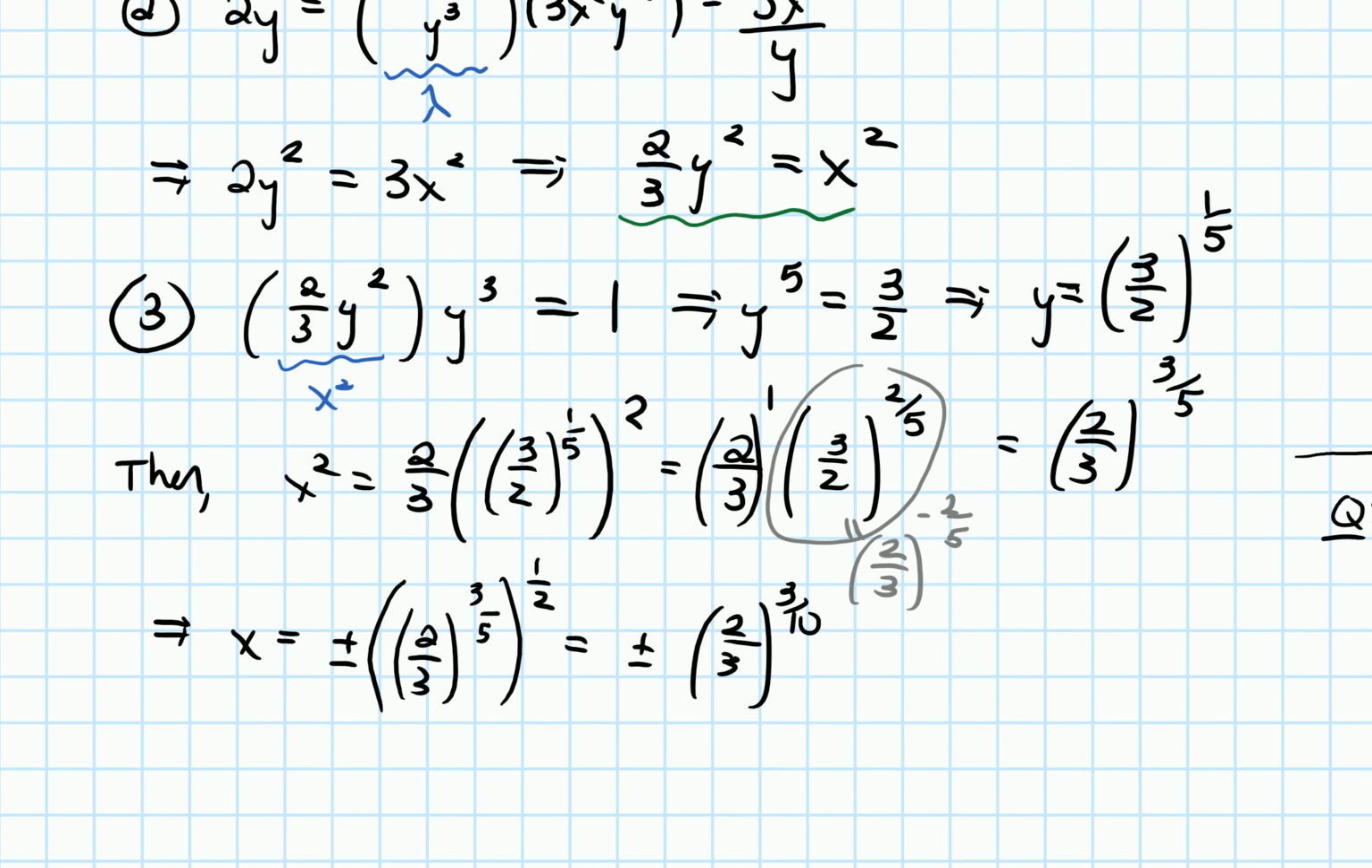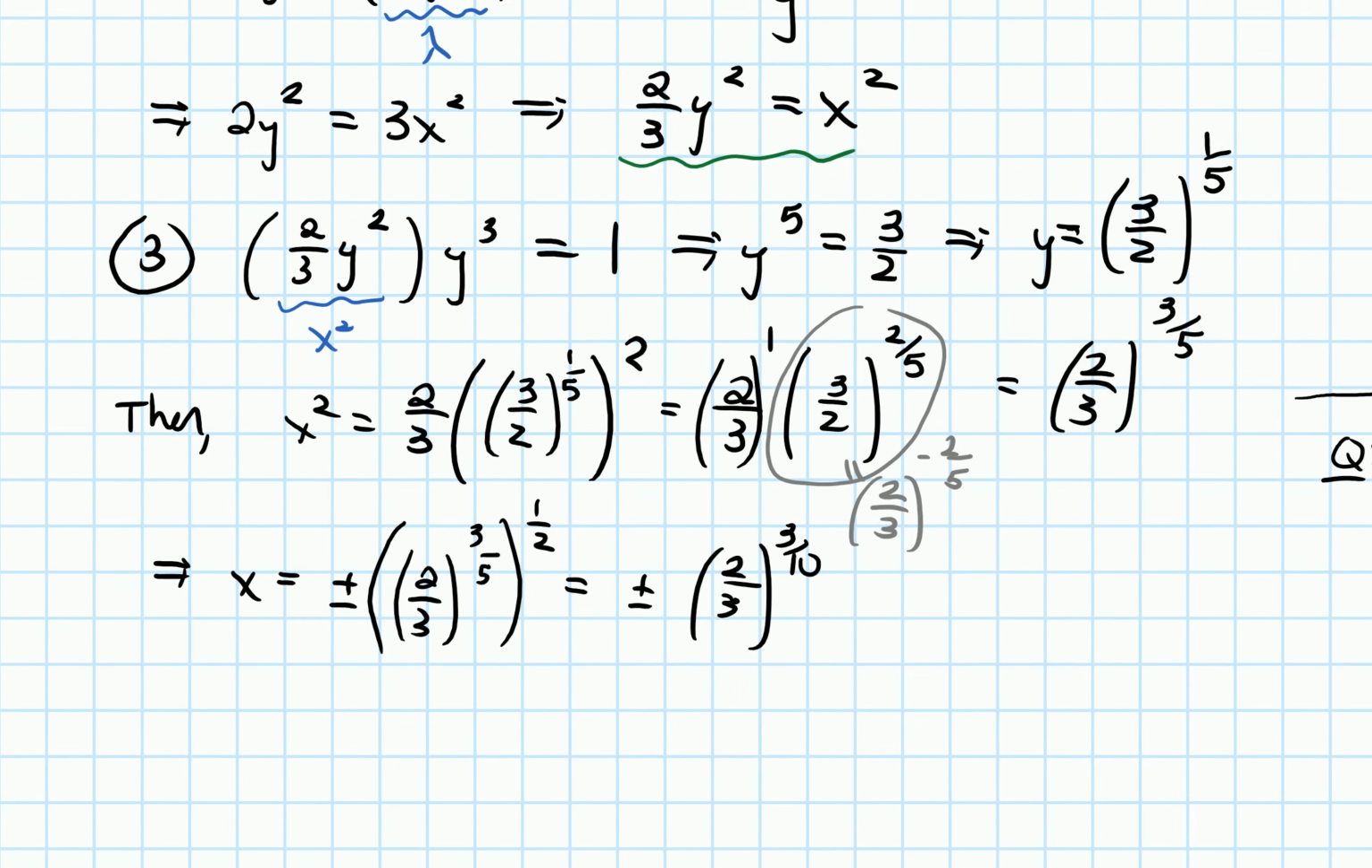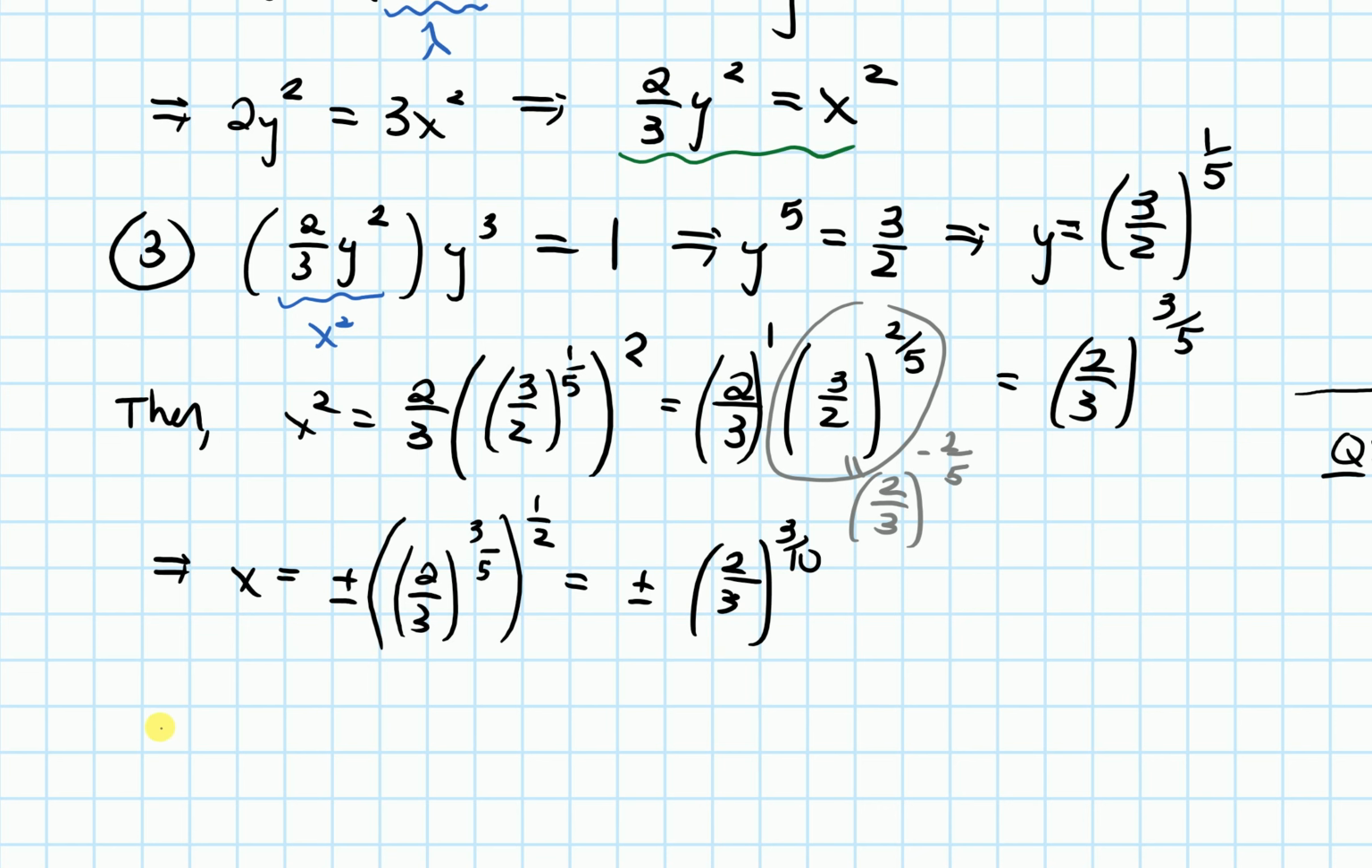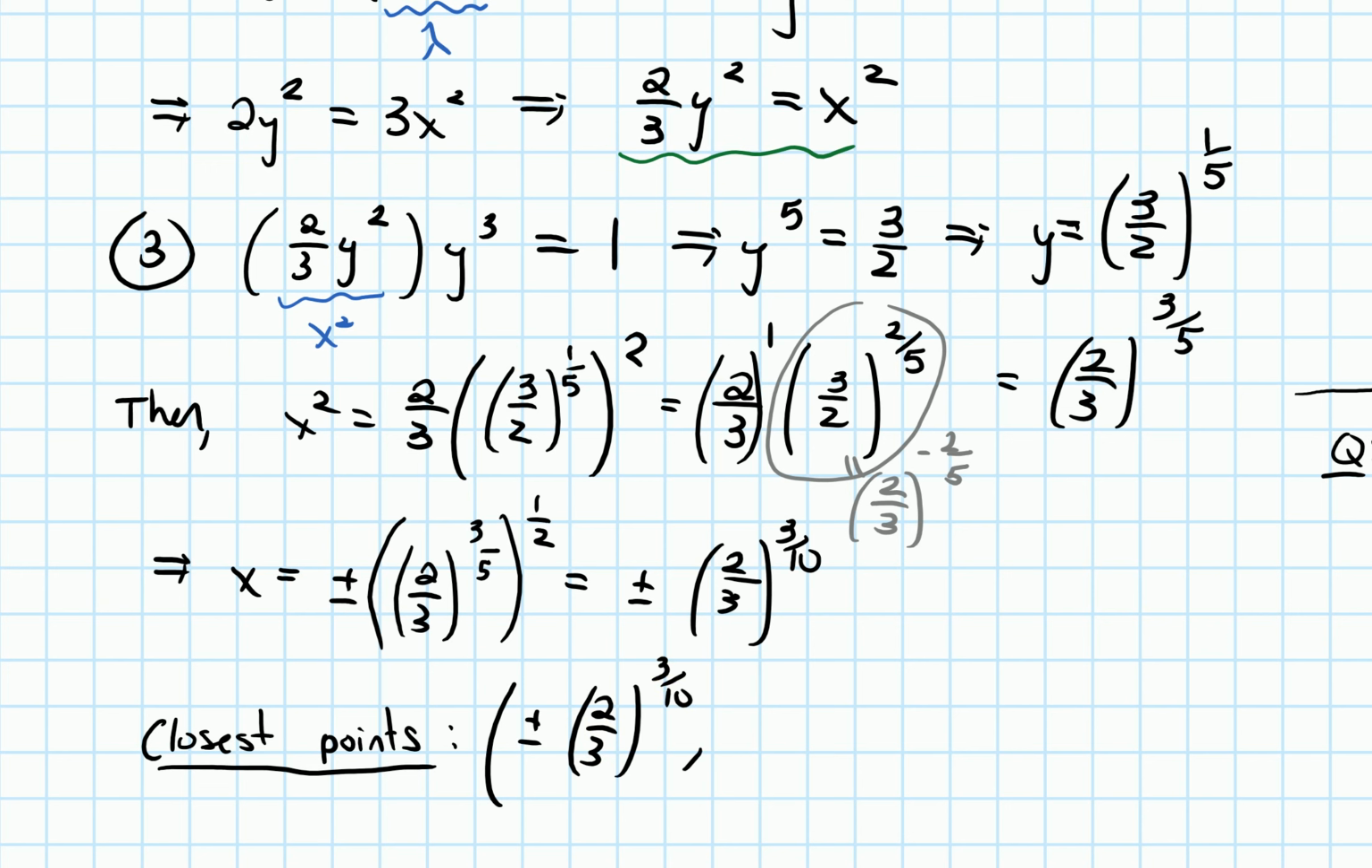Okay, so not the nicest looking numbers because I have these fractional exponents, but still not terrible, like not too bad to write. Okay, so at this point we have our points. The closest points, this is what we were after, there's actually two of them. The x coordinate is plus or minus 2/3 to the 3/10, and the y coordinate is 3/2 to the 1/5.